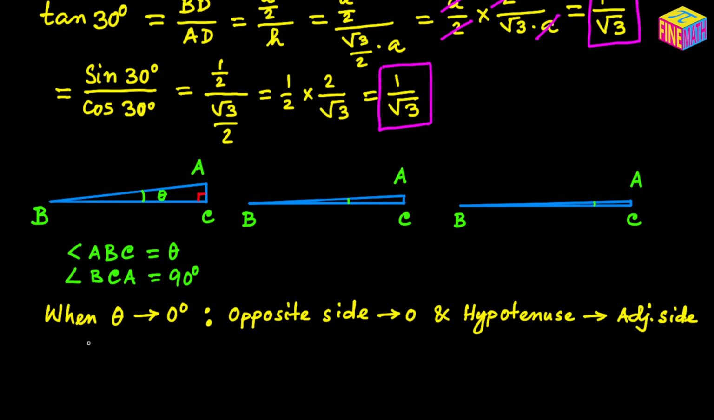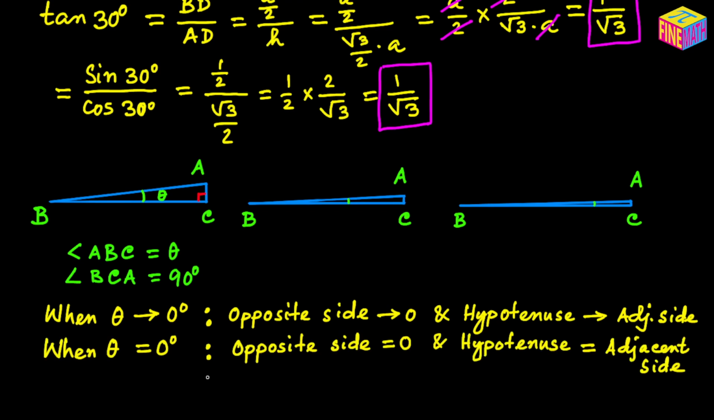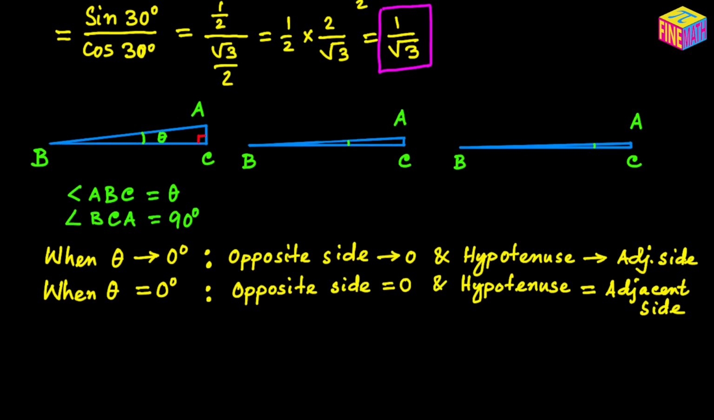So here we can say, okay, when theta is equal to 0 degree, if we eventually make theta 0 degree, then what will happen? When theta becomes 0, the opposite side becomes 0 and the hypotenuse becomes equal to the adjacent side, meaning the adjacent side and hypotenuse both become equal in length, right? So now let's calculate the trigonometric ratio values here.